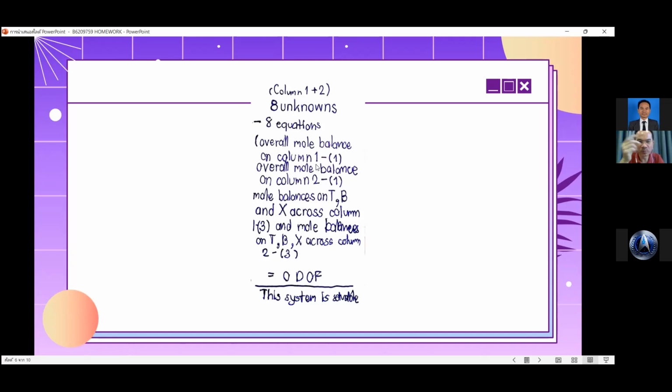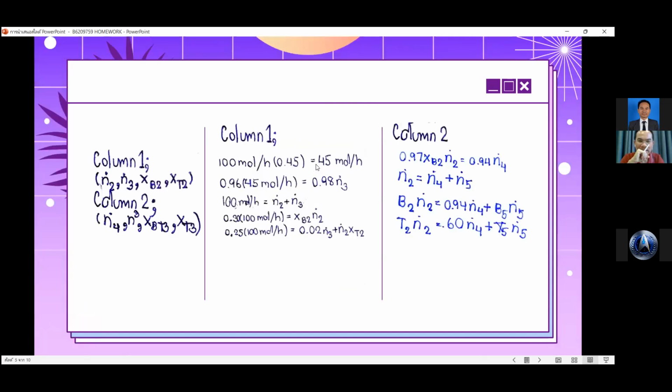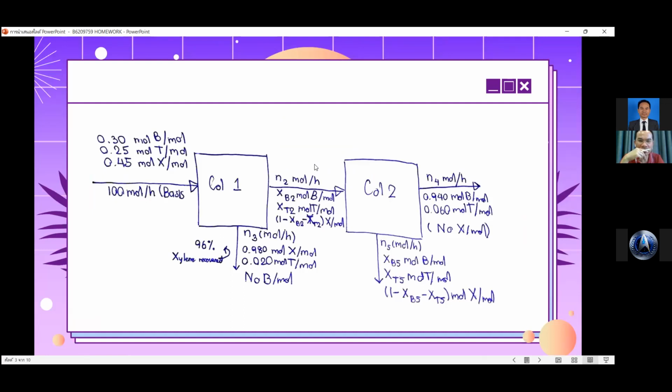Okay, could you move to the slide that shows the flow chart? Could you make it an overall balance? Okay, good. The first step: how many unknowns are there for the overall process from this slide? Could you tell me? B2, P2, N3, N5, B5, T5, N4. No, because you do the overall balance.